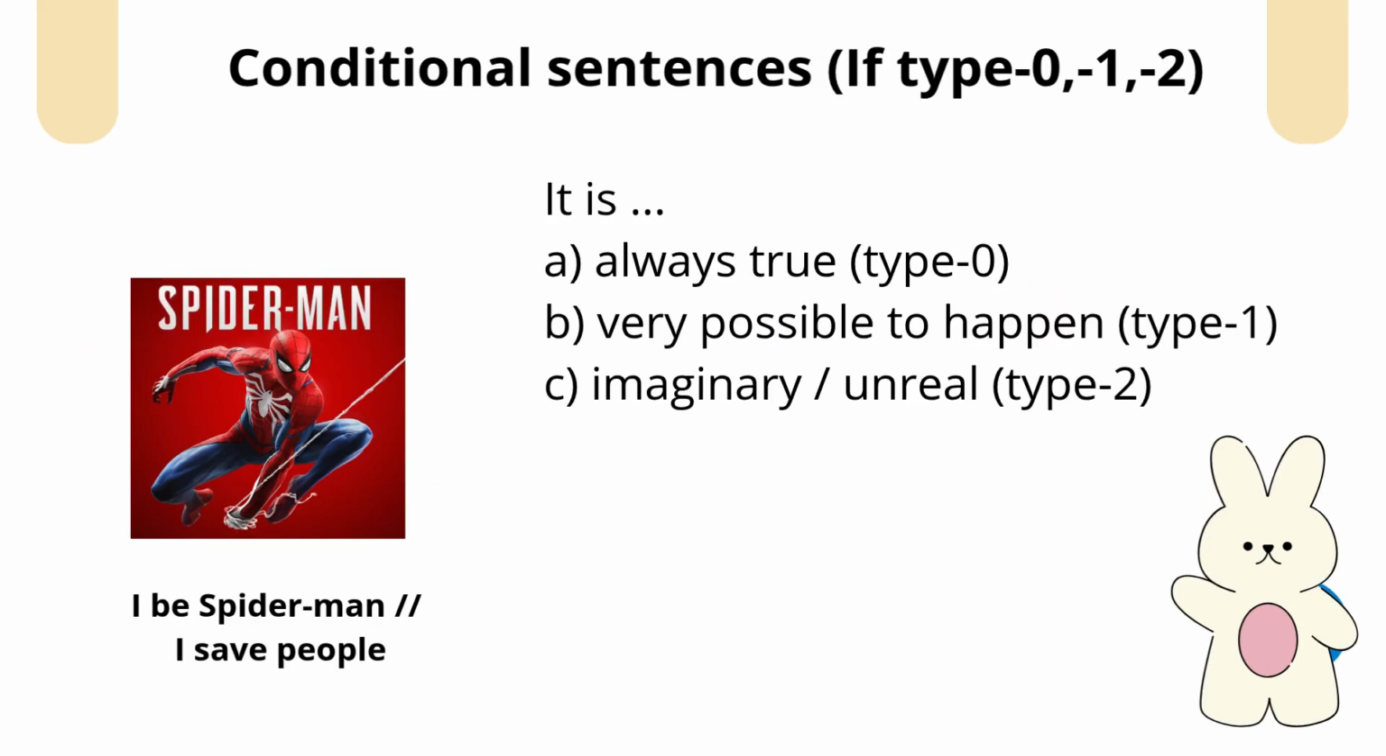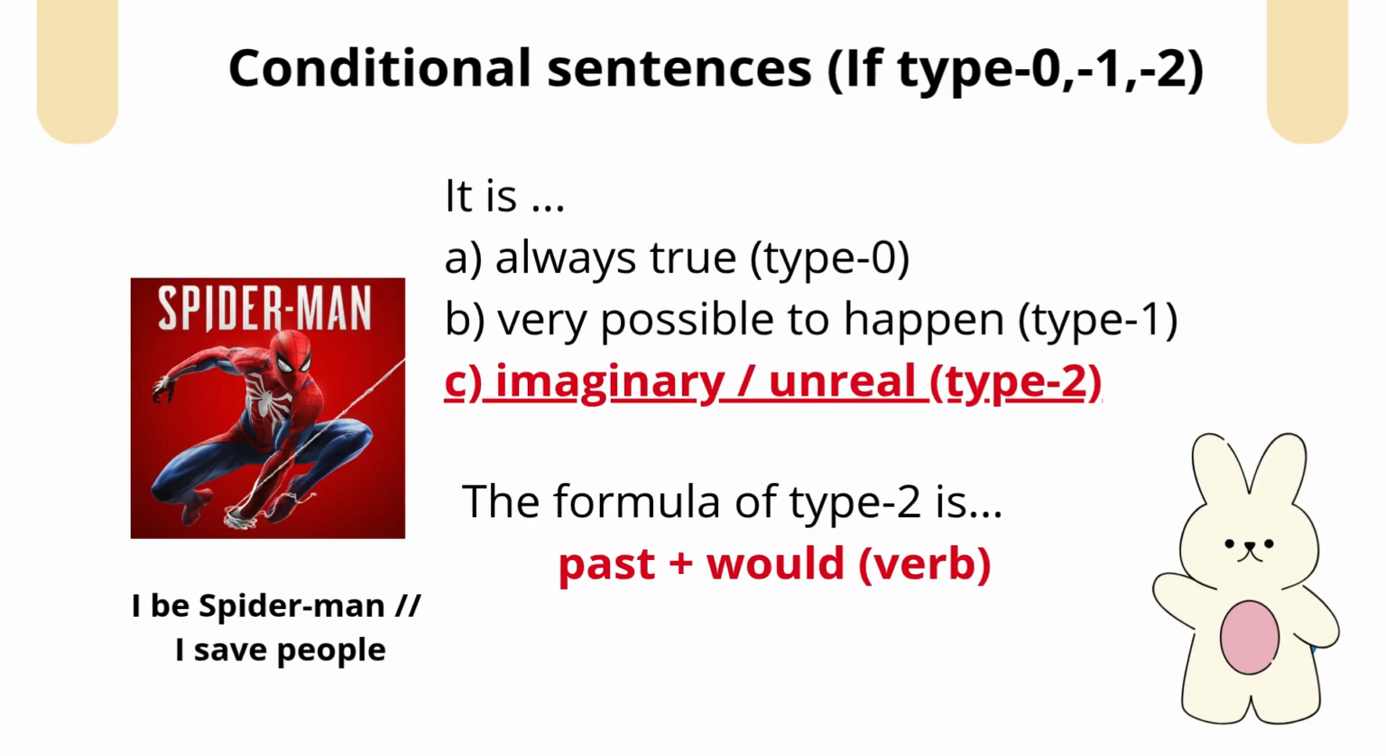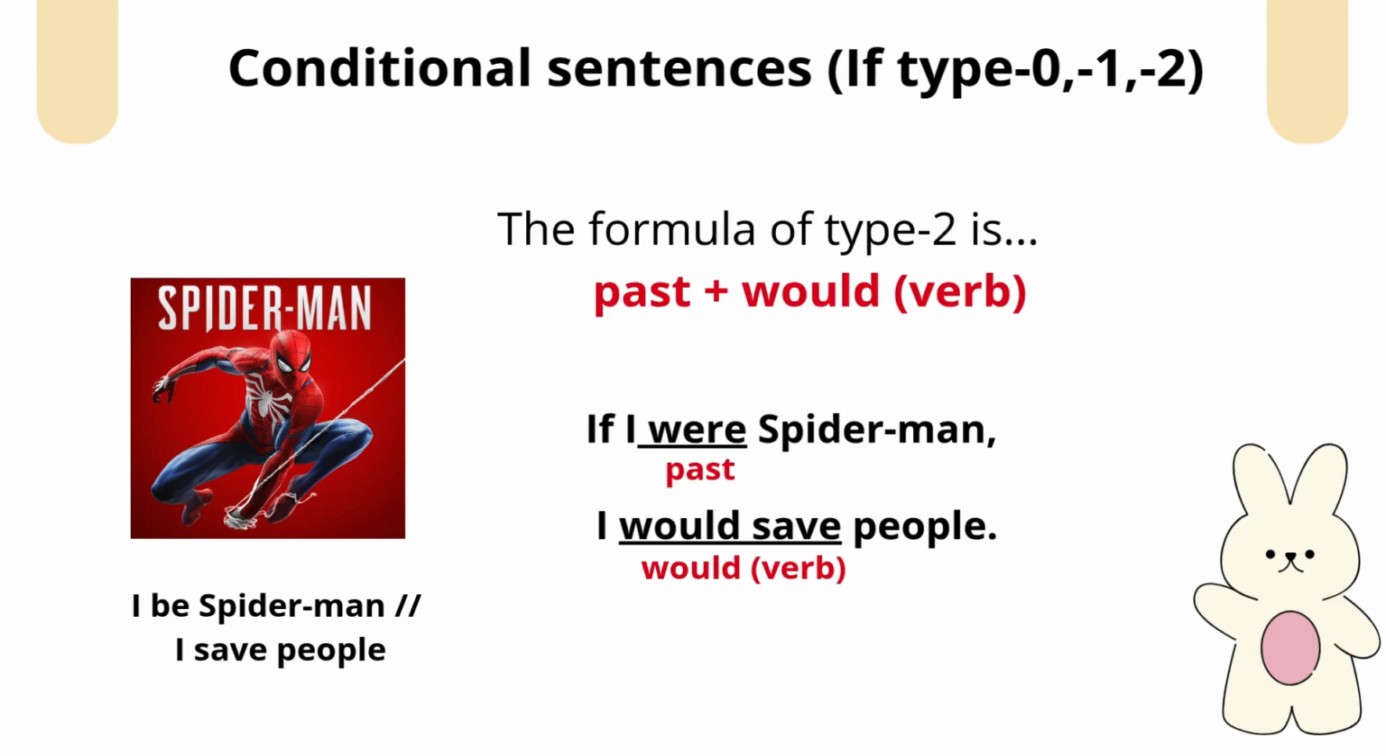All right, last one. I be Spider Man, I save people. Which type is it? Yes, even though Spider Man is really popular and lots of people want to become him, it's pretty impossible for us to become him, and that's why it's got to be type 2. And the type 2 formula, as you remember, is past tense plus would verb. So the answer is if I were Spider Man, I would save people. Don't forget that we are using were when the subject is I.